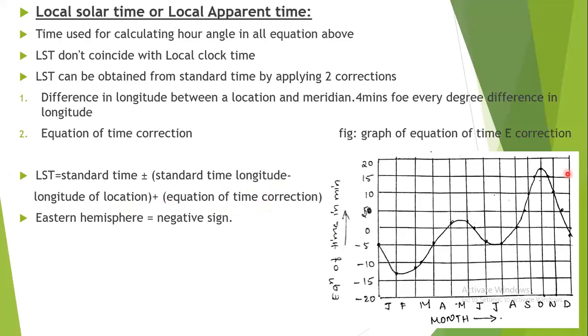Okay, so from this we can get the LST. This figure is the graph of the equation of time correction. On the x-axis are the 12 months: January, February, March, April, May, June, July, and so on, and on the y-axis is the equation of time in minutes. For January it is taken as around -5, February like this. We can use this graph for calculations in problems.